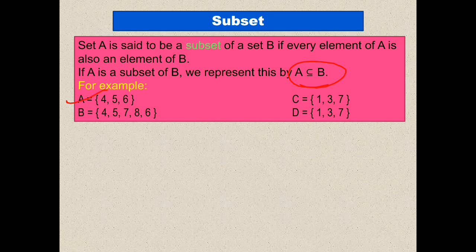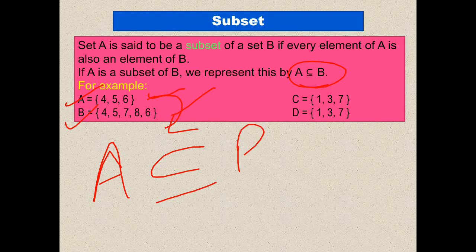Here you can see set A and the elements of set A are 4, 5 and 6. And there is another set, set B, and the elements of set B are 4, 5, 7, 8 and 6. So you can see here the elements of set A is present in set B. So we can say that set A is the subset of set B.